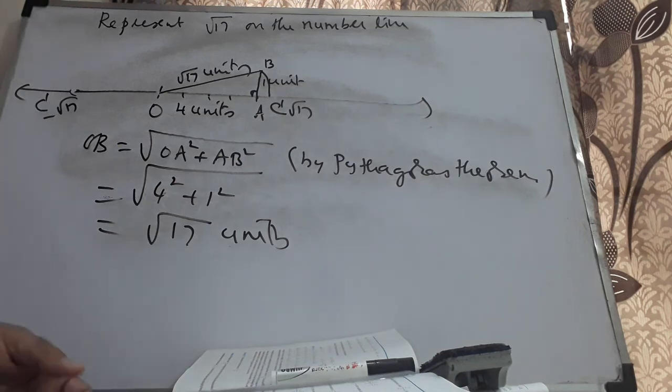Okay, this is how we represent root 5, root 10, root 17. You can do any such problem for that matter. Think over it, how it is being done. Okay, you'll be able to apply your mind and represent the root of an imperfect square on the number line.